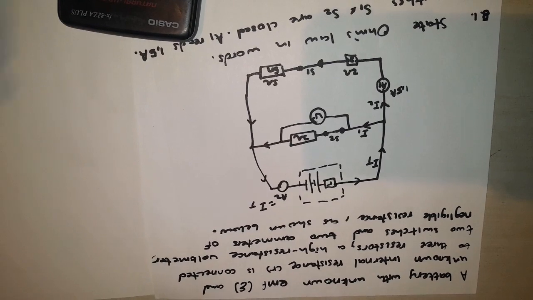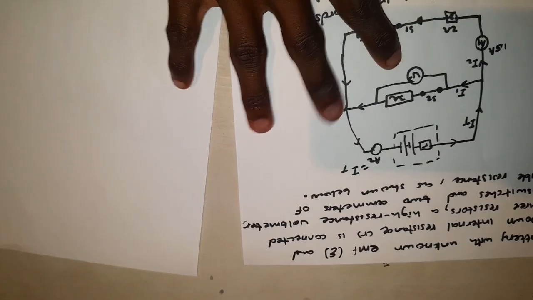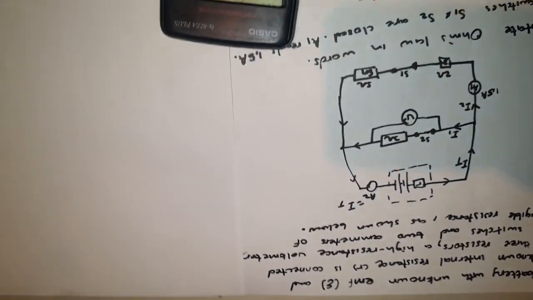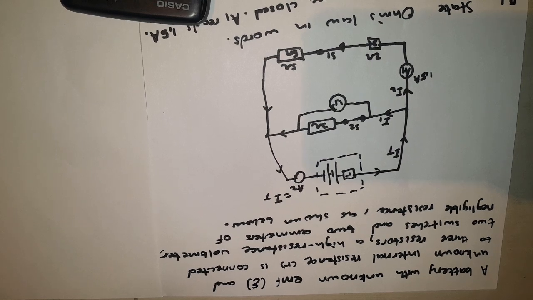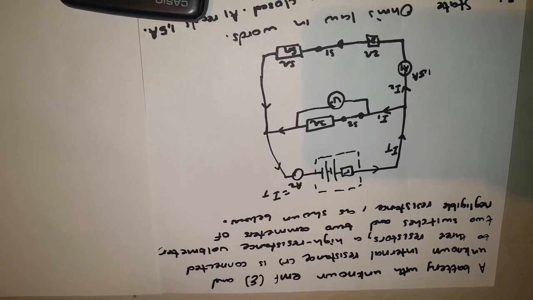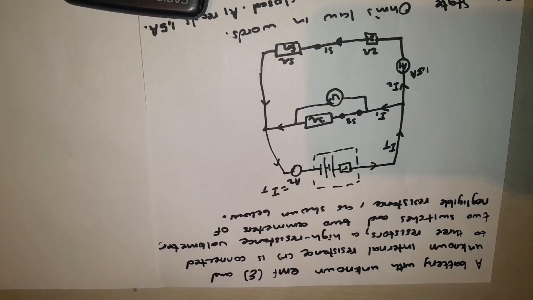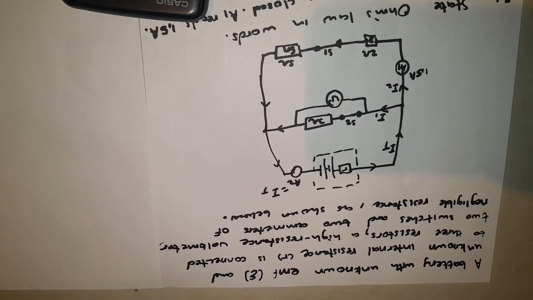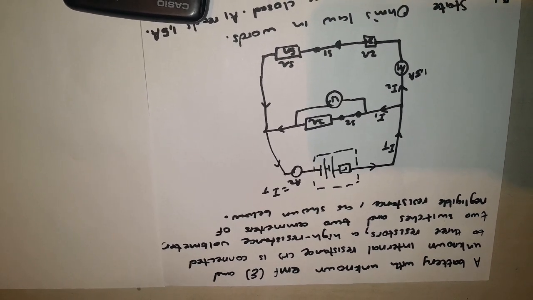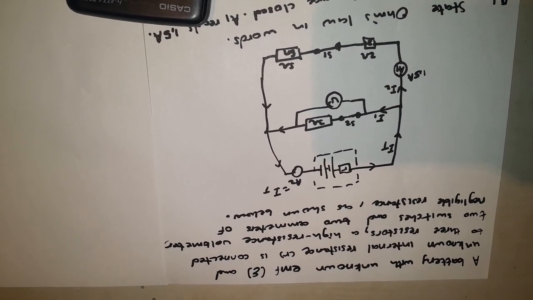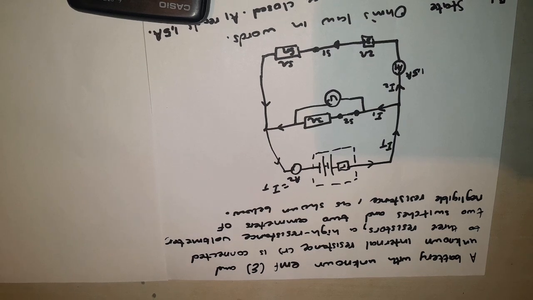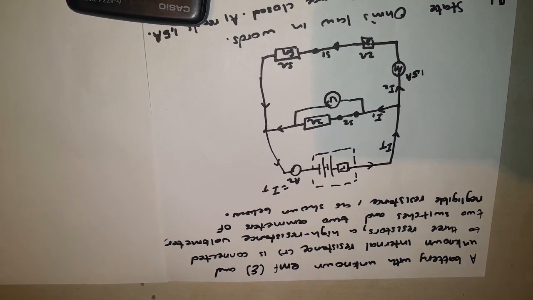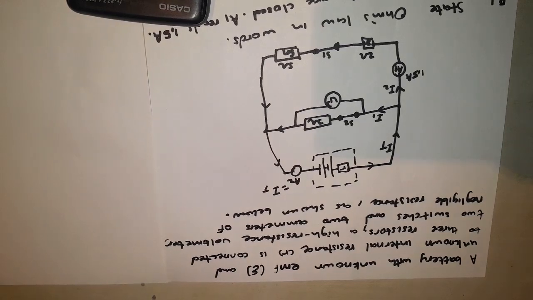So now let's begin. The question says a battery with an unknown EMF E and unknown internal resistance r is connected to three resistors, a high resistance voltmeter, two switches, and two ammeters of negligible resistance as shown below.